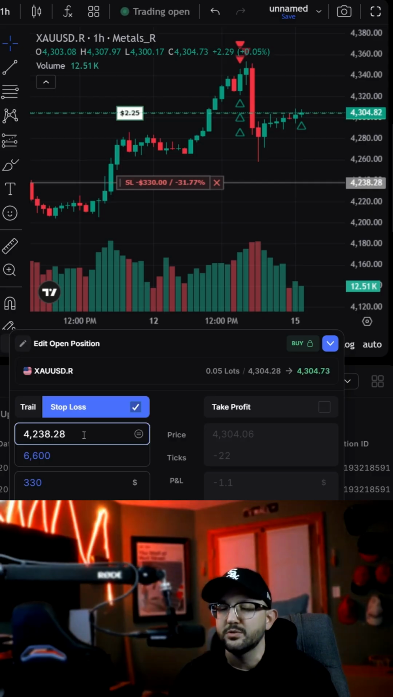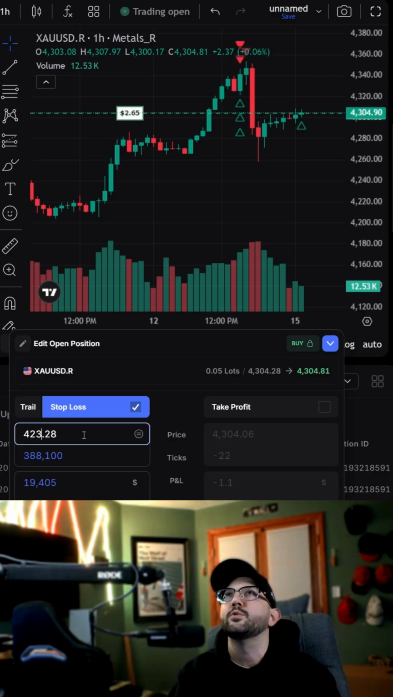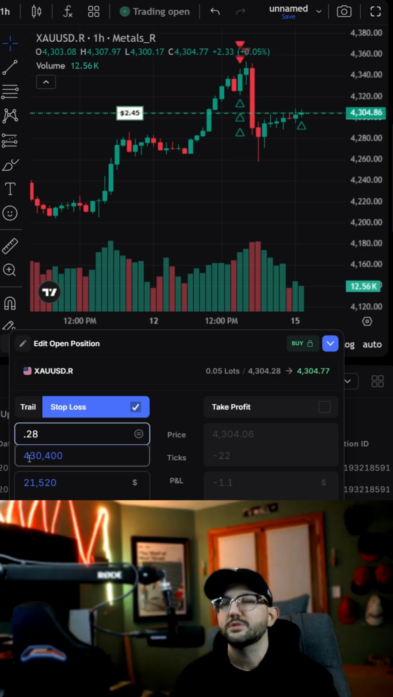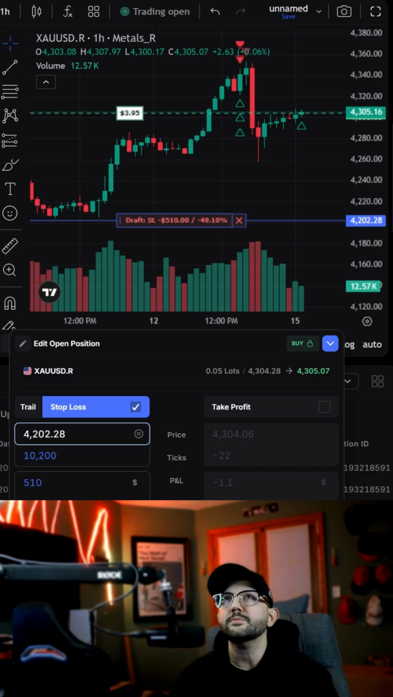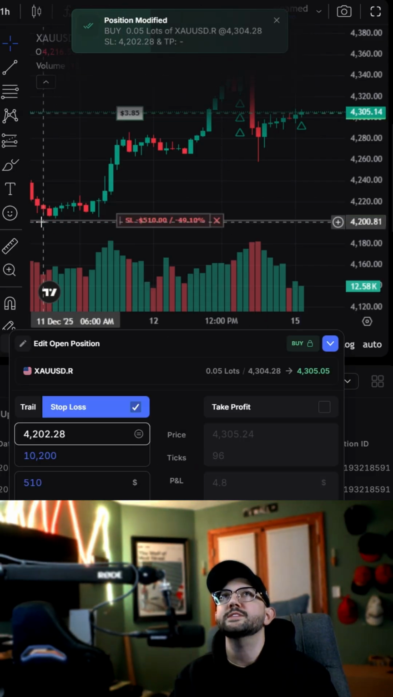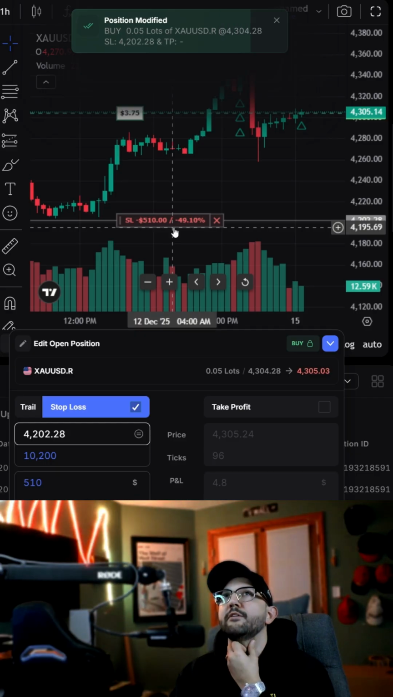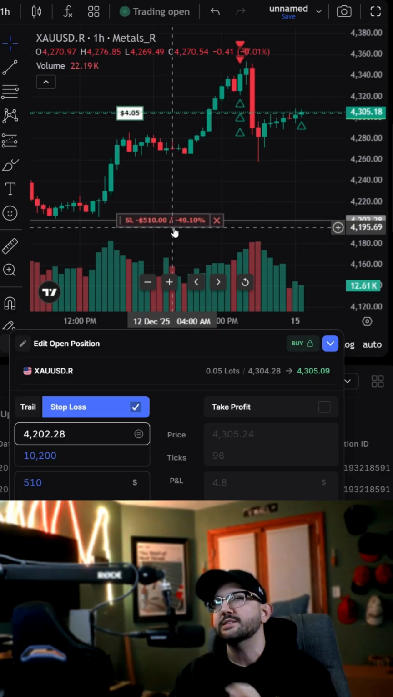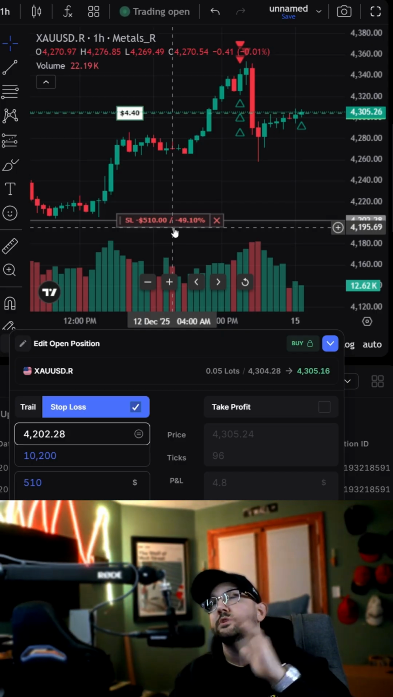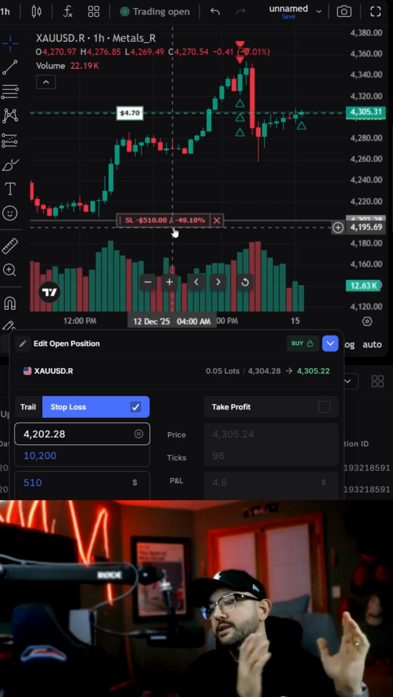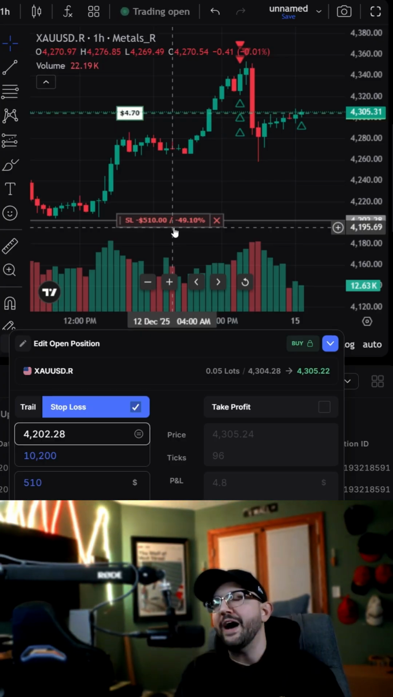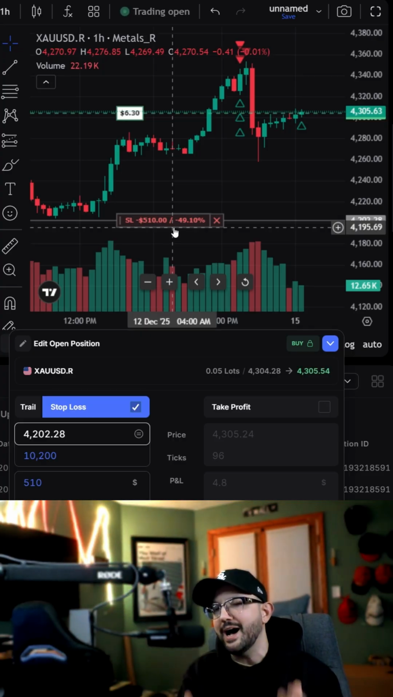Let's move this to what was my buy-in. So 4304. 4304 minus 102 would give me 4202. Confirm that. So let's see what percentage that equates to. Oh, wow. 49%. So a 50% loss on my entire account balance is what I would have risked on the trade, trading along with him and what his stop losses are, which would equate to a 500% loss on the trade.